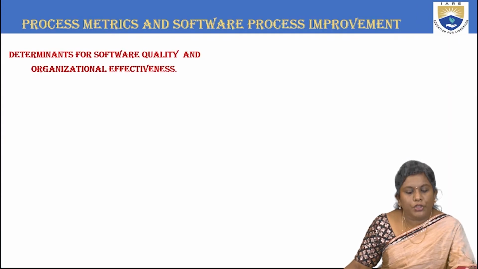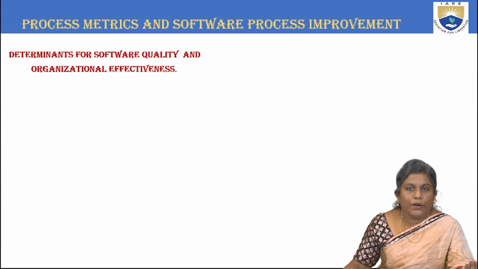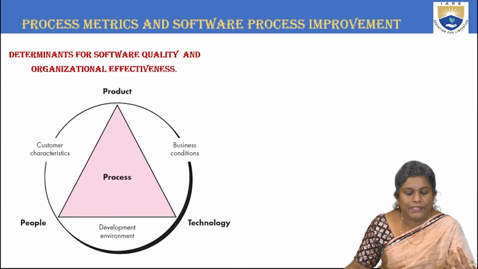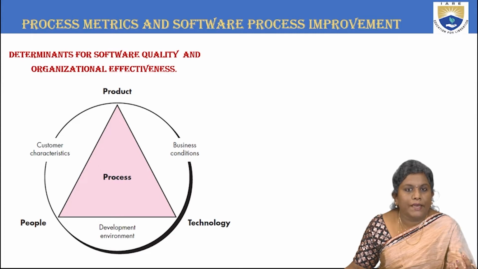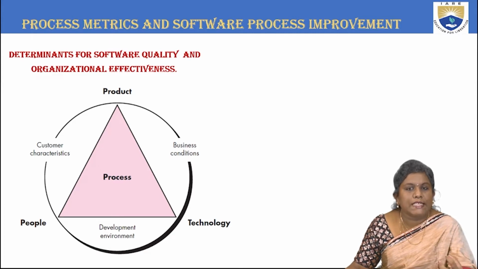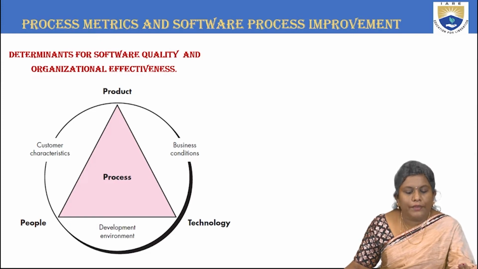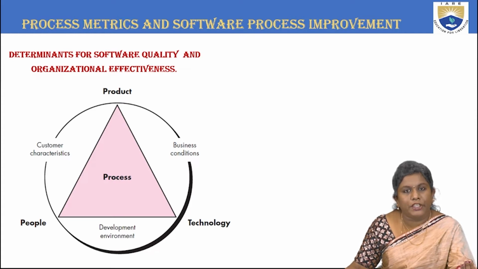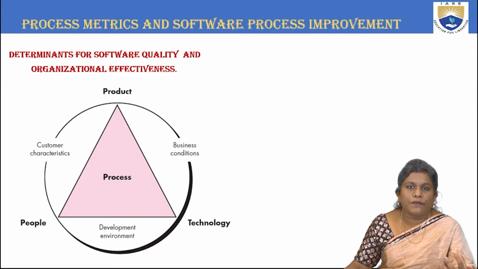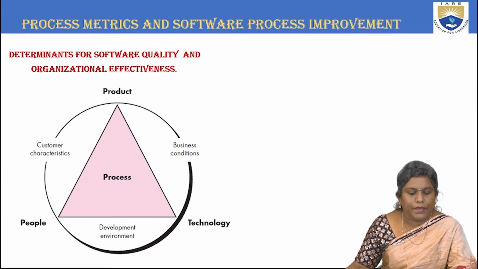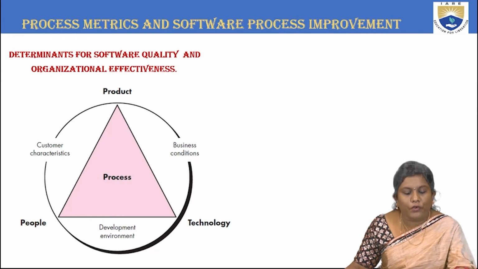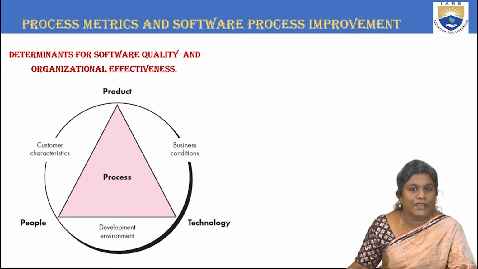Fine. Moving to the determinants for software quality and organizational effectiveness. So this diagram depicts about how this process is revolving around these things, that is the product, the people, and the technology. As I have told you, there are 4 P's that were introduced in software project management, where the entire process revolves around those 4 P's, right? So looking at the particular diagram, these are the determinants for software quality and organizational effectiveness.